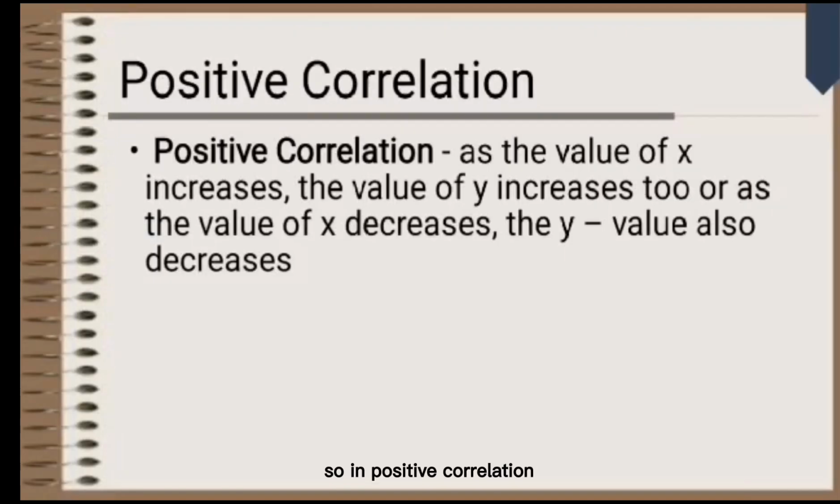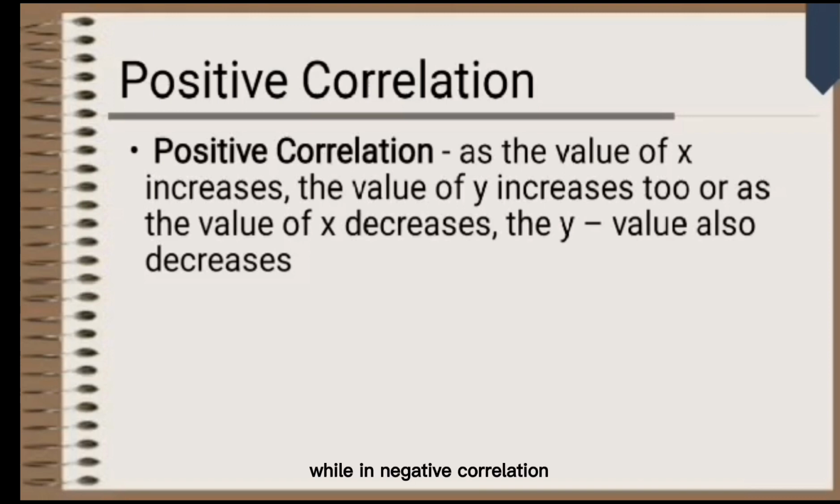So in positive correlation, as the value of x increases, the value of y increases too. Or as the value of x decreases, the y value also decreases. In other words, it is a relationship between two variables that move in tandem, that is, in the same direction. A positive correlation exists when one variable decreases as the other variable decreases, or one variable increases while the other increases. For example, the more time you spend running on a treadmill, the more calories you will burn.